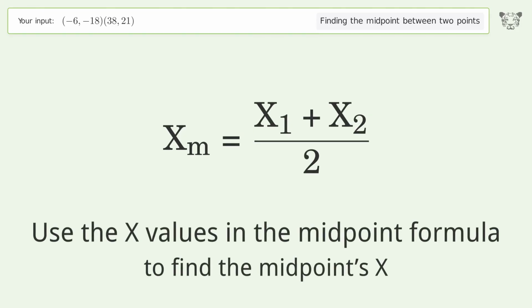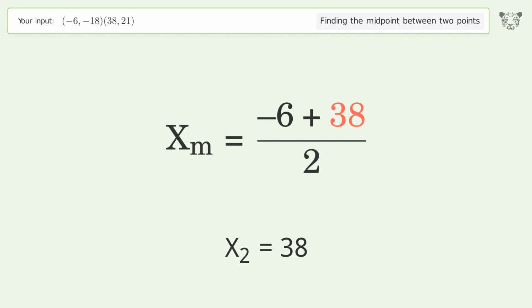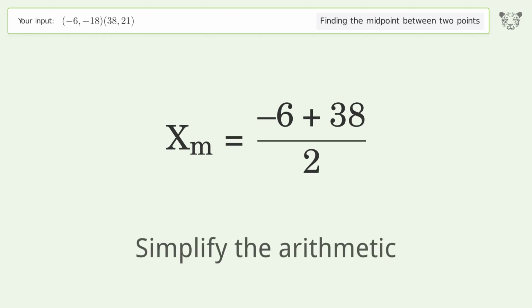Use the x values in the midpoint formula to find the midpoint's x. x1 equals -6. x2 equals 38. Simplify the arithmetic.